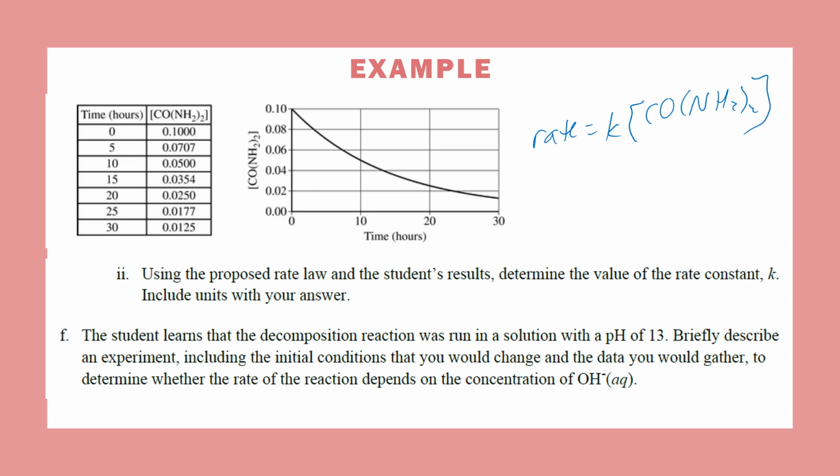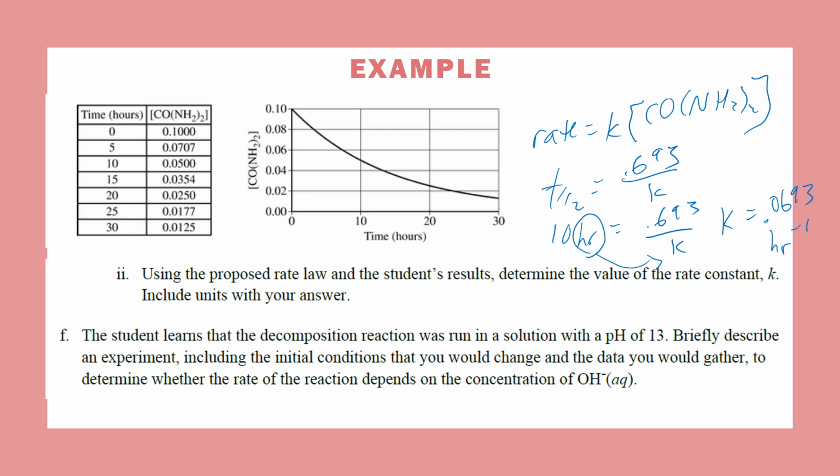It's going to be easier to find the rate constant K by using the half-life, because the time for one half-life is equal to 0.693 over K, and that's on your formula sheet. So the time for one half-life is 10 hours. And then if I go ahead and solve for K, I get K is equal to 0.0693, and the unit then for that would be inverse hours, because we're moving that to the bottom, hours^-1.